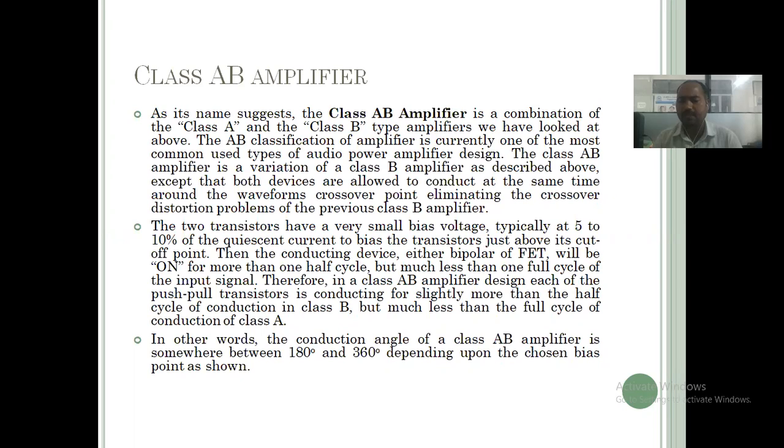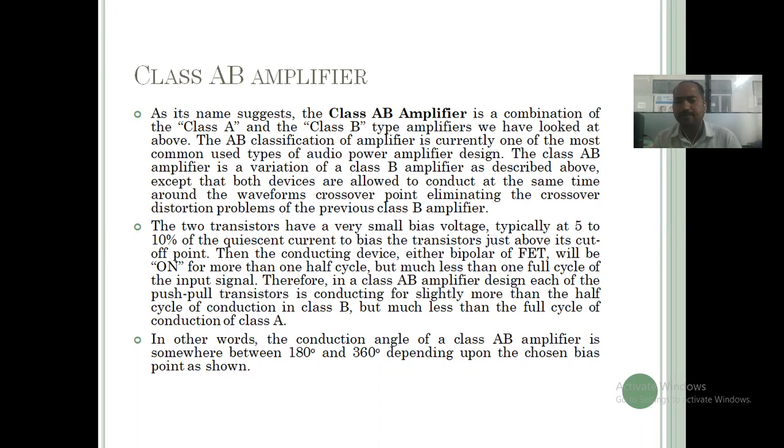it eliminates the crossover distortion coming with respect to the output, or whatever effect is coming with respect to the crossover distortion, that should be eliminated. So see, except that both devices are allowed to conduct. In case of class A, during both half cycles, that is the positive as well as the negative half cycle, one transistor should work. In case of class B, only for 180 degrees one transistor should work, right?